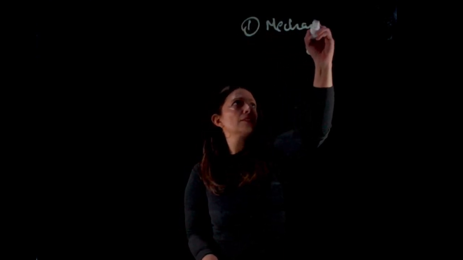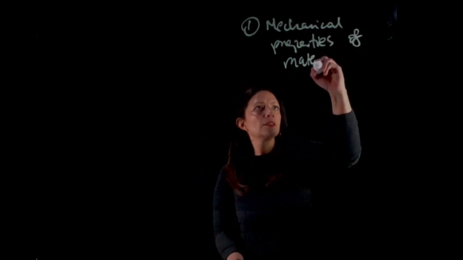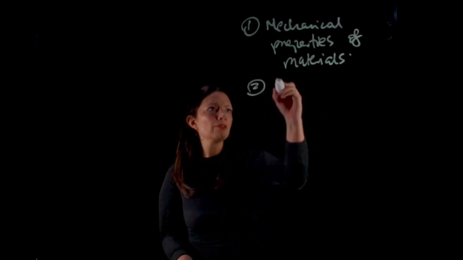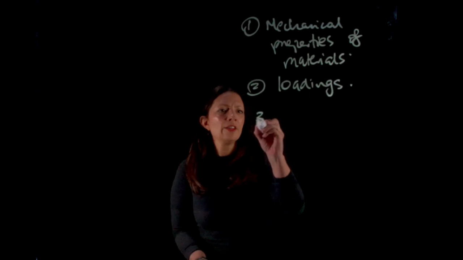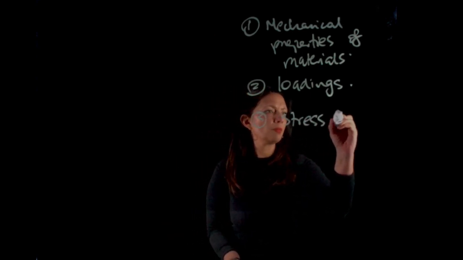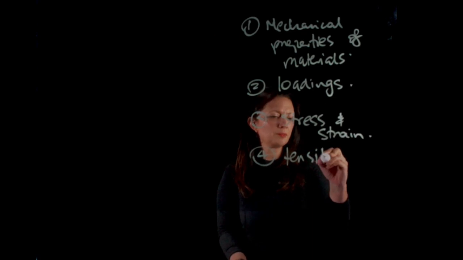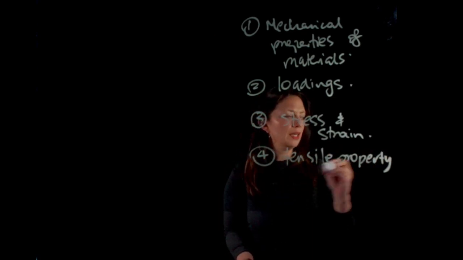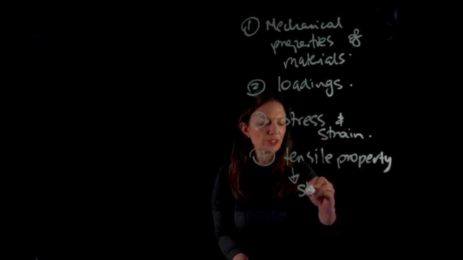So we're going to take a look right now at four sections to this lecture. The first is looking at the mechanical properties of materials. We'll take a look at the different types of loadings, and we've looked at most of those so far in the course. Thirdly, we'll take a look at stress and strain. And finally, we're going to look at tensile properties. And this relates back to our tensile testing laboratory and being able to draw a stress-strain curve.